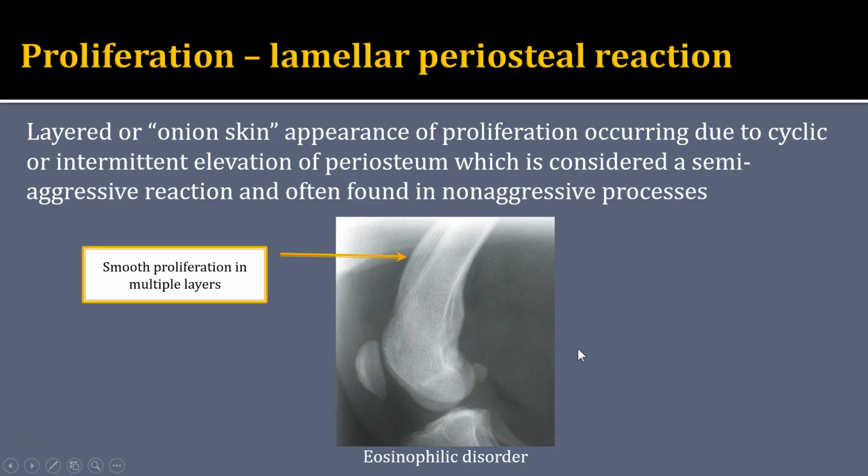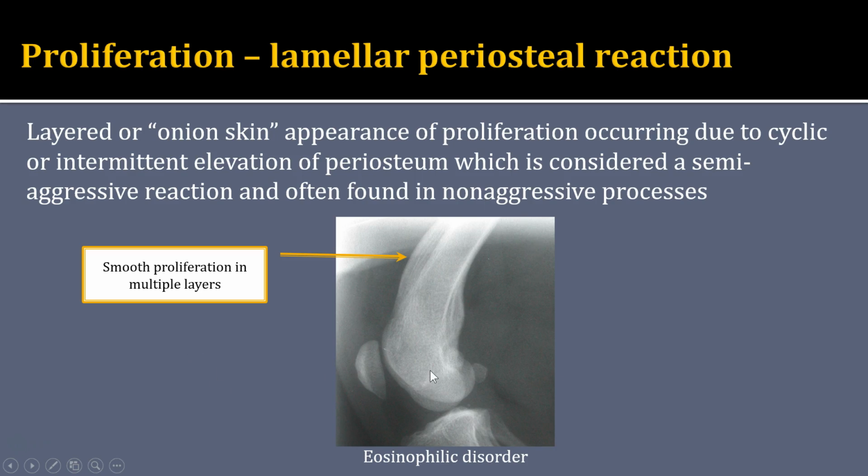A less common reaction that we might see is lamellar periosteal reaction. In our radiographs, this has a layered or onion skin appearance, and this proliferation appears like this, occurring secondary to a cyclic or intermittent elevation of the periosteum. It's considered a semi-aggressive reaction. It is still oftentimes found in non-aggressive processes like infection, but it is sometimes seen in neoplasia.